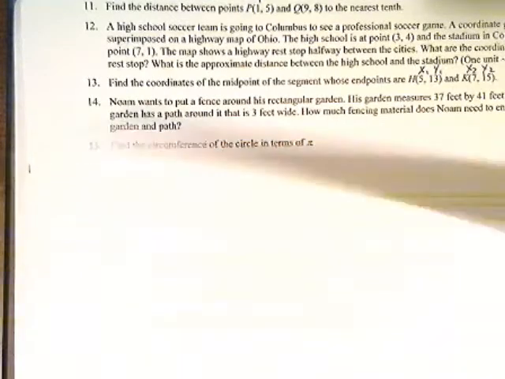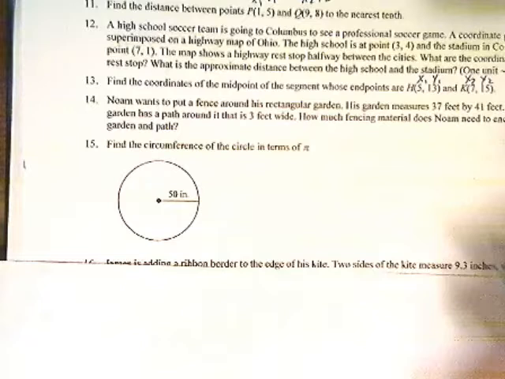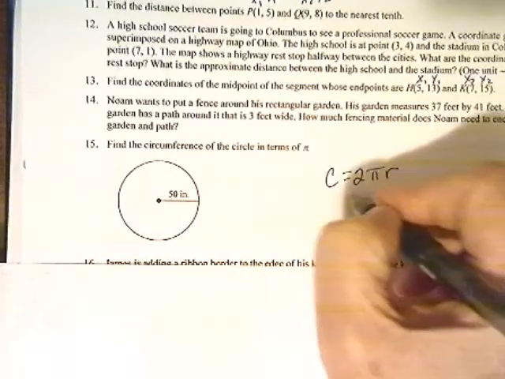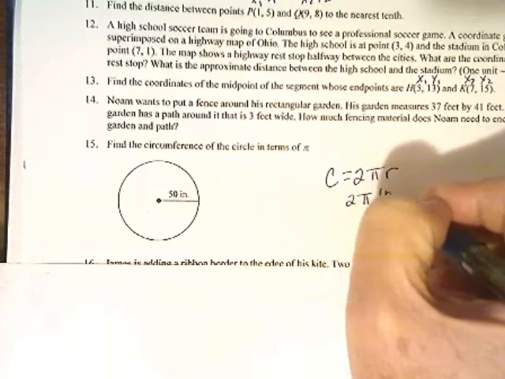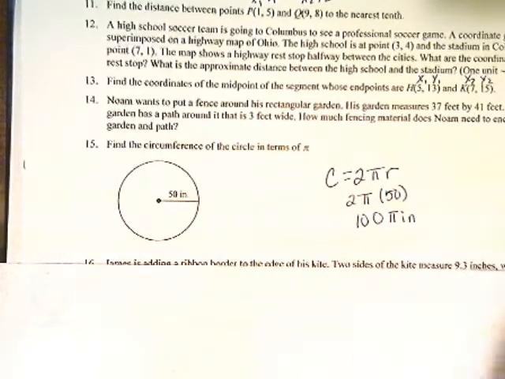Number 15 asks us to find the circumference of the circle in terms of pi. C equals 2 pi r. That would be 2 times pi times 50, which is 100 pi inches.